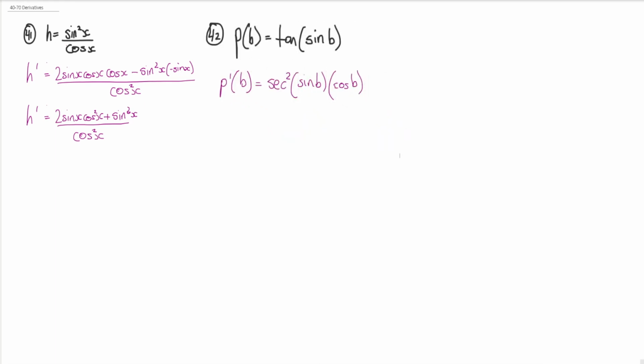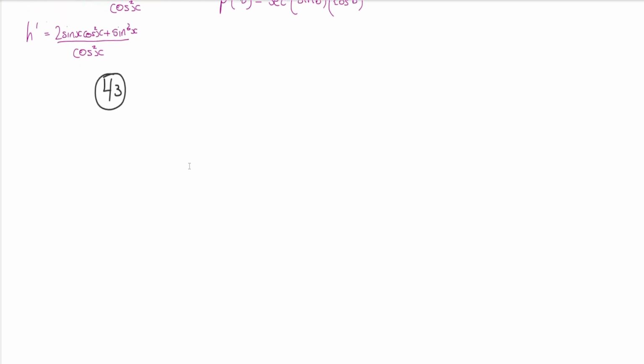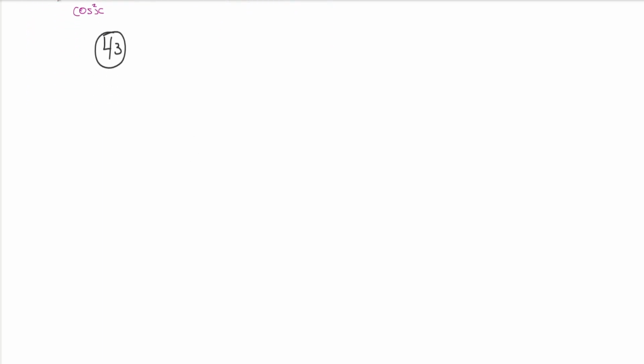Okay. Let's do our next one here. 43. Let's do it. Okay, so let's call this one v of u, and it's equal to 2 to the power of sine of pi u. That's the exponent there. Okay, so I don't know if we've seen one like this.